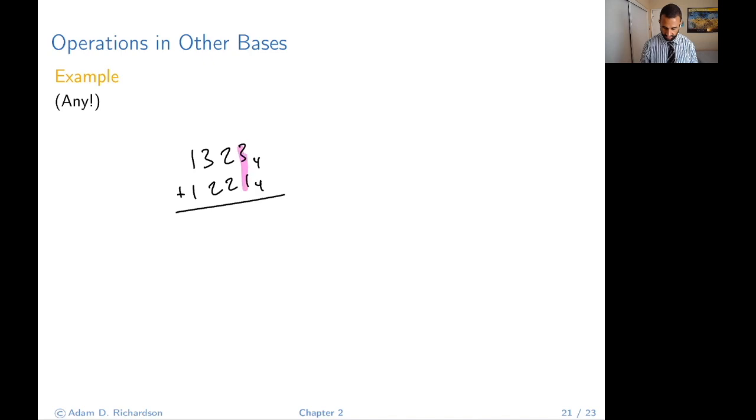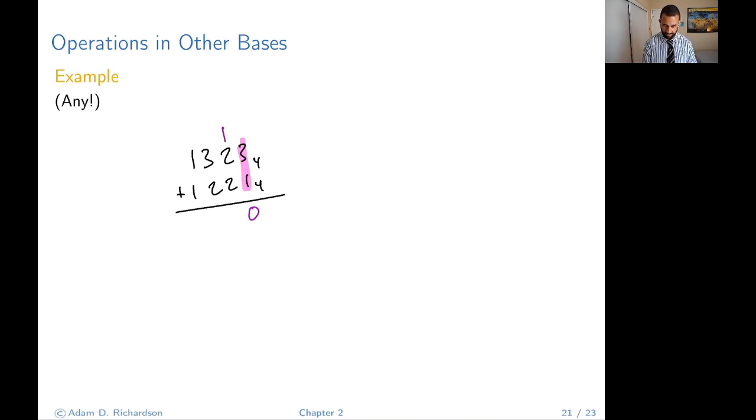All right, first, here we're doing 3 plus 1. 3 plus 1 is 4. So how do you write 4 in base 4? Well, you've got one group of 4 and 0 left over. So let me go ahead and use this purple. 0, 1. There we go.